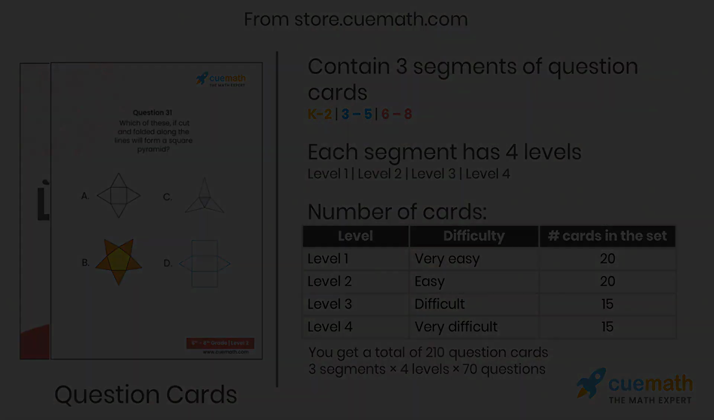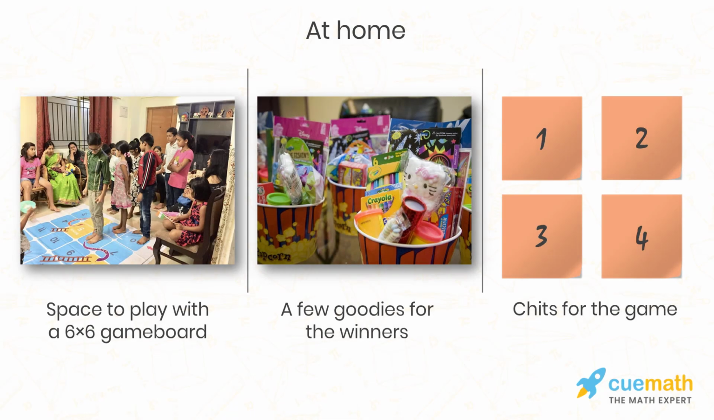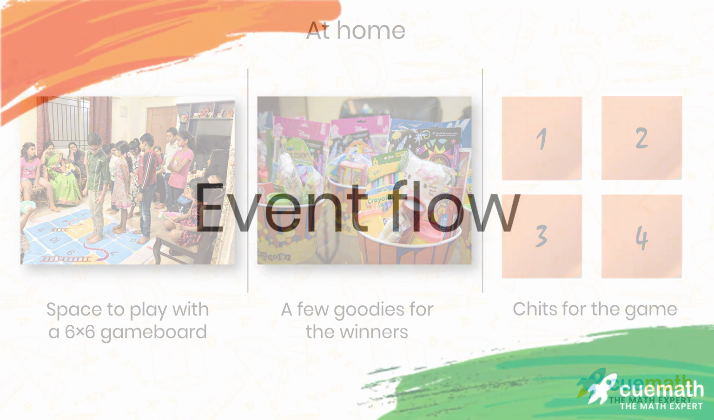referral bonus. While you can order the game set on Q Store, you need to make some arrangements at home. Please ensure you have enough space to lay down a 6 x 6 game mat and sufficient space for the participants and their parents to sit. If possible, arrange for a few goodies to give the winners. You also have to create some 5 or 6 sets of chits numbered 1 to 4. These will be folded and placed in a ball for the students to pick. We will use these chits instead of rolling a dice.